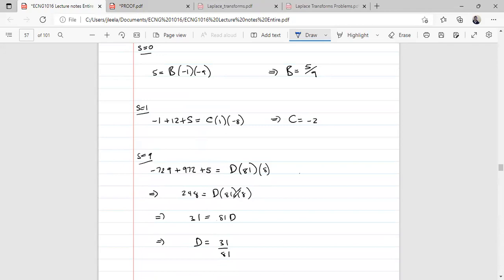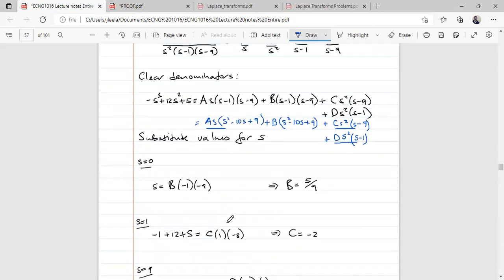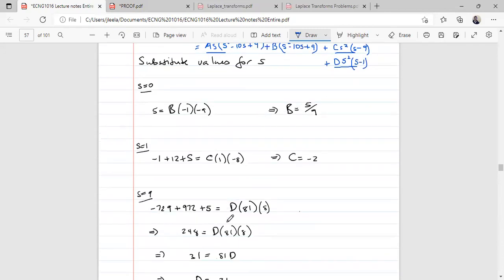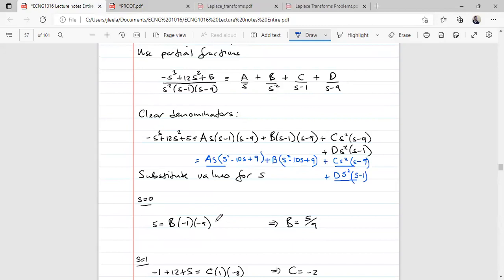The right hand side here, 248 could divide 8, you get 31. So you get 81d is 31. So d is 31 over 81. Right? So we end up getting B, C, and D, but we didn't get A, right? So there's not really any value we could substitute to get A.